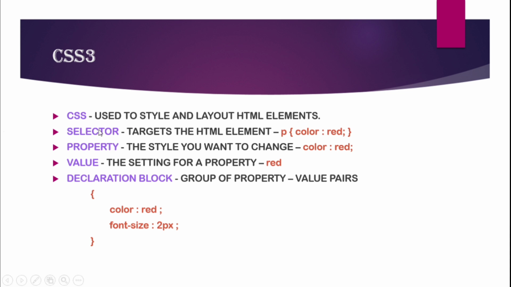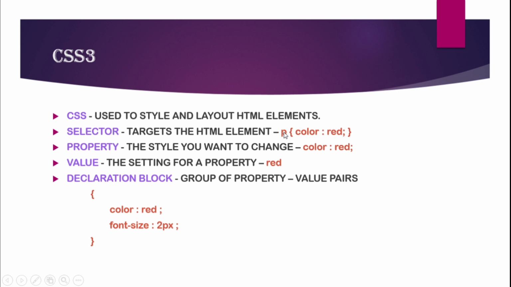So what is selector? Selector is nothing but targets the HTML element. So P is nothing but the paragraph element. So what does the selector do? To add color to that particular paragraph, we have to mention P, and inside the curly brackets we can mention the color, or you can mention the background color that you want to change for the paragraph element. If you want to add the font size, you can mention it here. This is nothing but selector, how you select a particular HTML element.